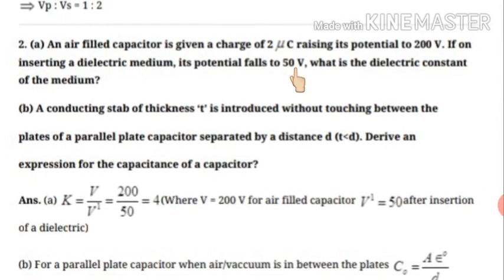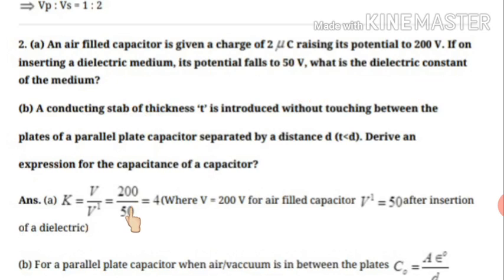Now we know the potential will decrease, because when a dielectric medium is introduced between the two plates, its capacitance increases. And if its capacitance increases, its potential will definitely decrease. Initially the potential was 200 volt. After inserting the dielectric medium, its potential is 50 volt. So what is the dielectric constant of the medium?